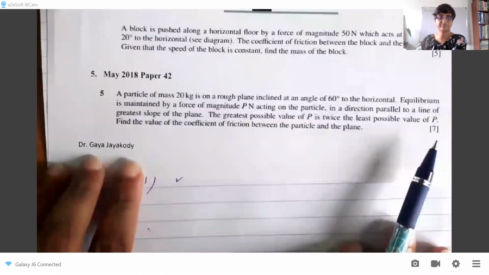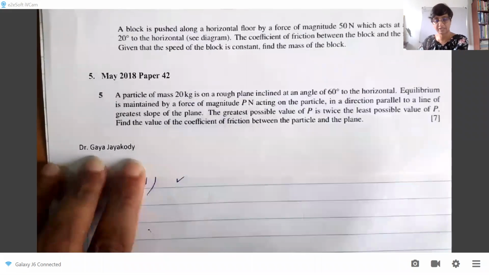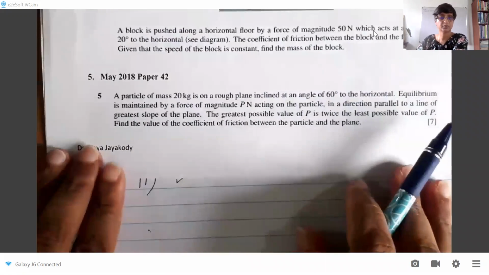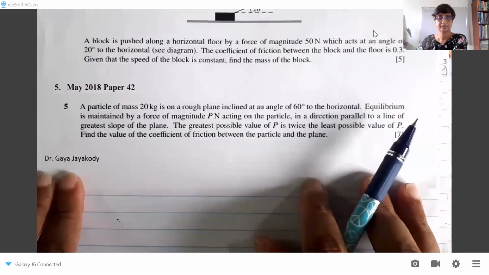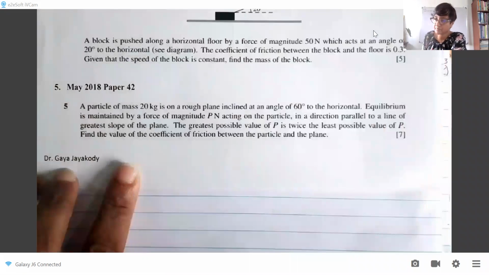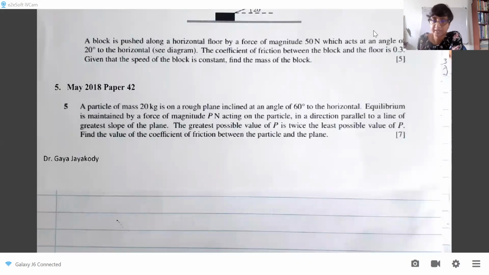Okay. Then the next question was from the worksheet. This question number 5, and number 6 on the other page. How was this number 5? I know that I didn't give you answers to check, but what is the answer you got? What are they asking? The greatest possible value of P is twice the least possible value of P. Find the value of the coefficient of friction between the particle and the plane. What did you get?